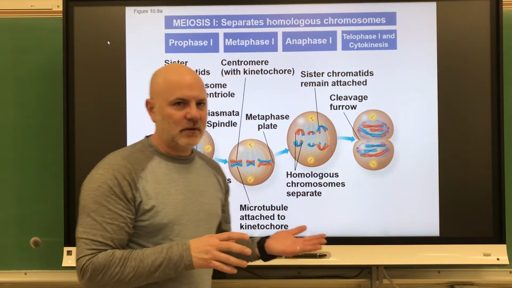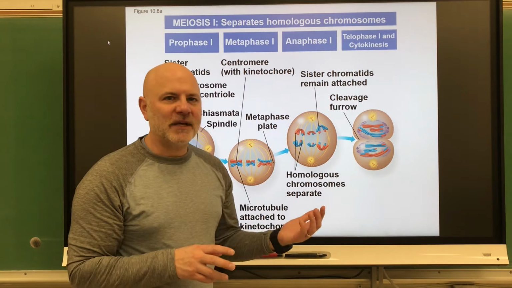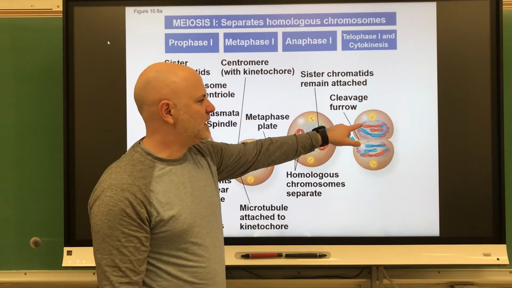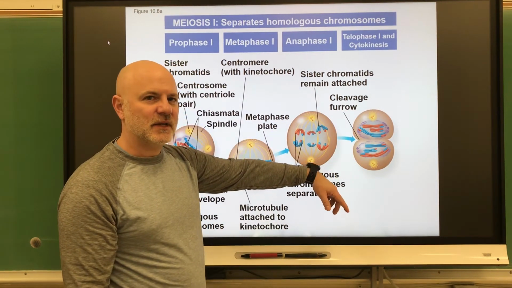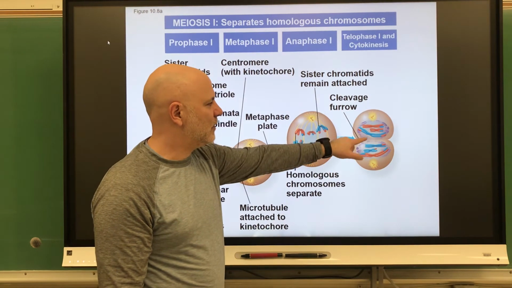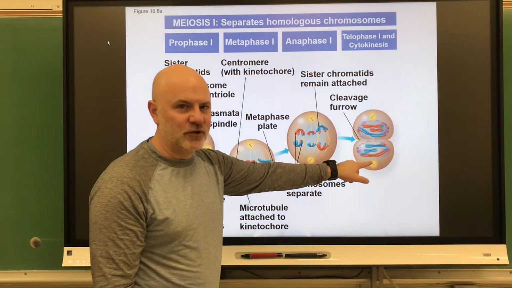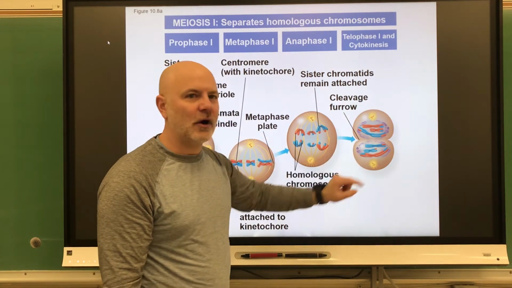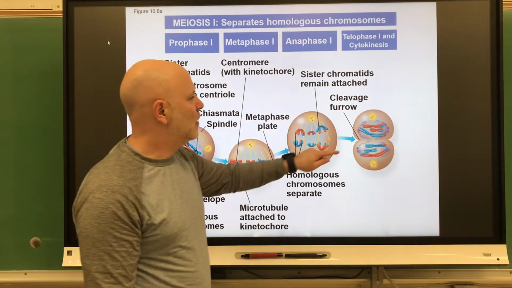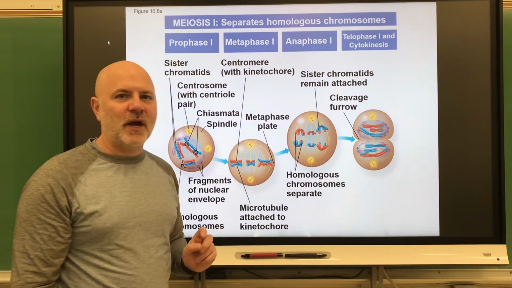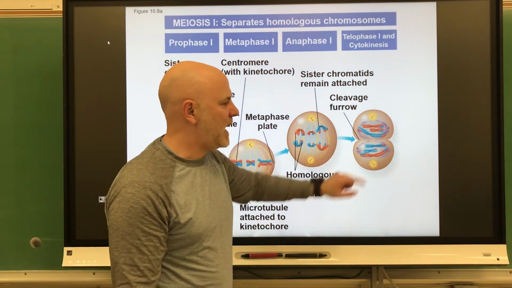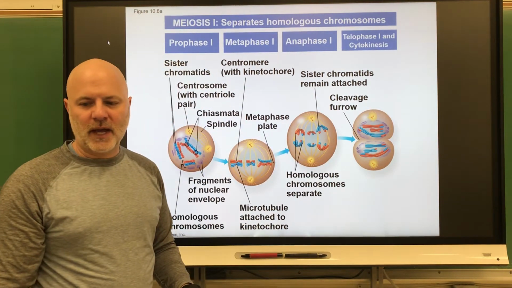Here's the difference though, right? So back in mitosis, we had 46 chromosomes and 46 chromosomes. Here, we only have 23 and 23. What you can see here, we still have duplicated chromosomes. They still are in the X shape. So we end up at the end of meiosis 1 with 2 haploid cells, okay?